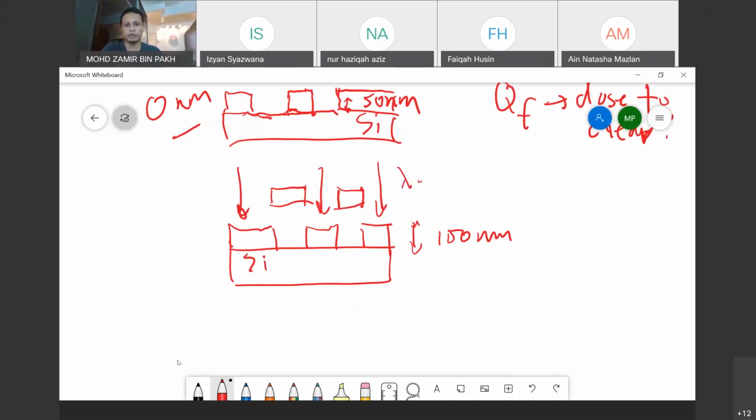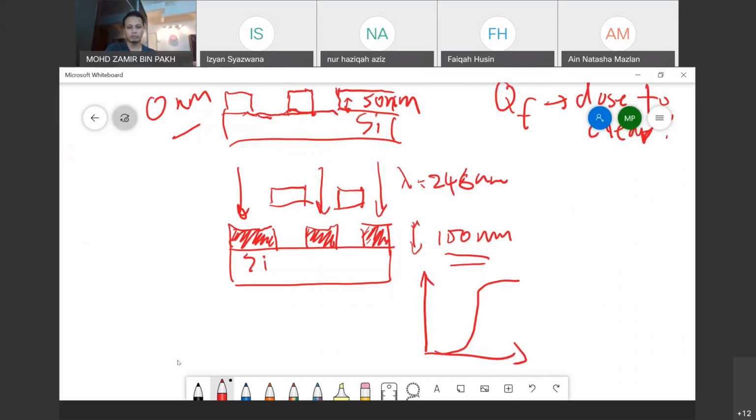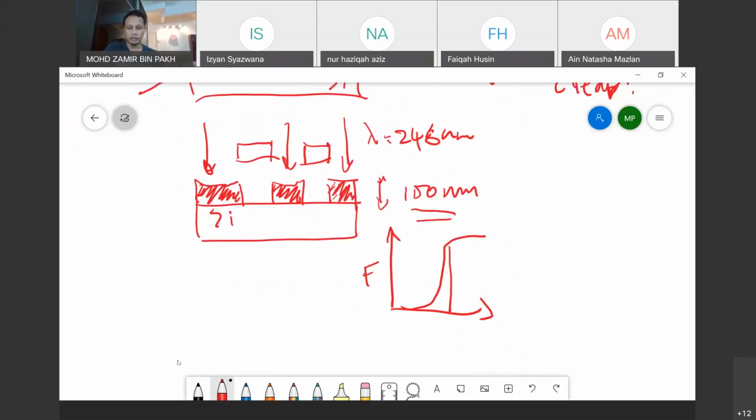Wavelength 248, assuming it's the same thing in a deep UV system. So this region and this region will be hardened. You go to the development process. After the CED, you go to the thickness measurement, and then you measure the thickness remaining on the exposed area, now 100 nanometer, just like the original one, as given by your contrast curve. Okay, contrast curve, this one is QF. Fraction here, energy here, if you like, then this one is 100 millijoule, maybe.